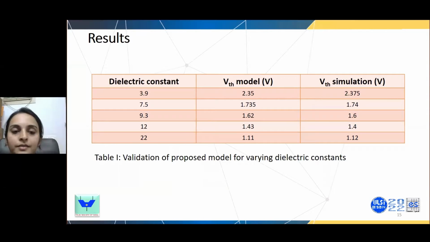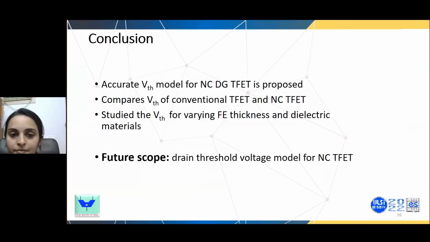And this table is the validation of the proposed model for varying dielectric constants. As the dielectric constant value increases, the threshold voltage value decreases, and you can see the comparison between the model and the simulation results. It is almost matching. Well, let me conclude.